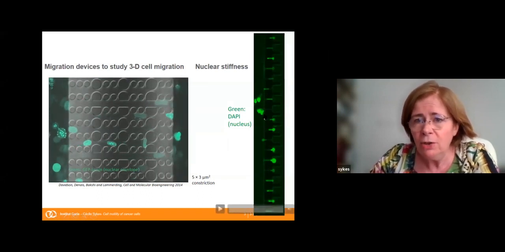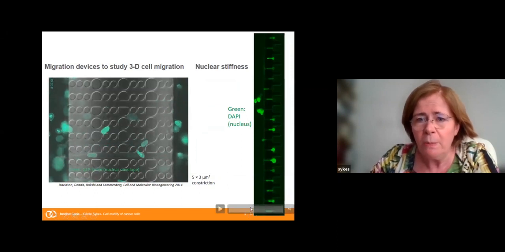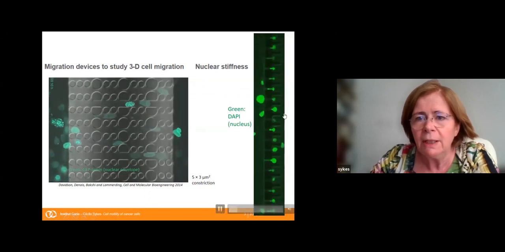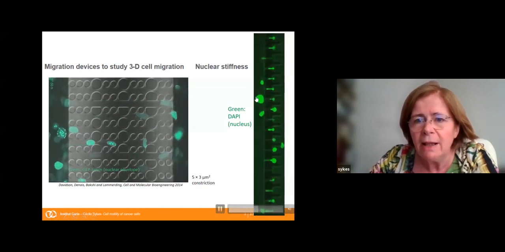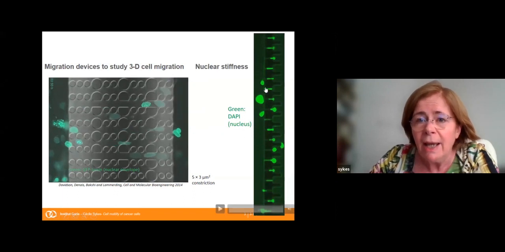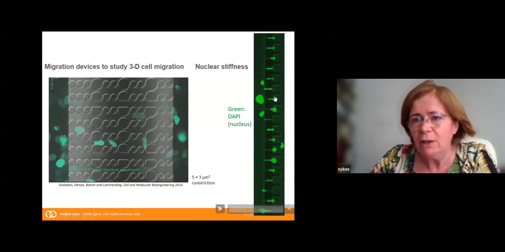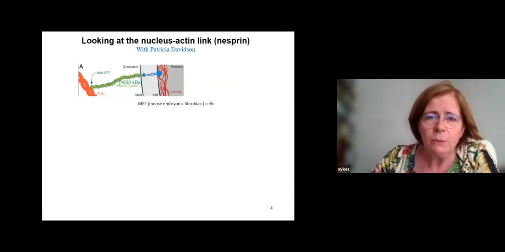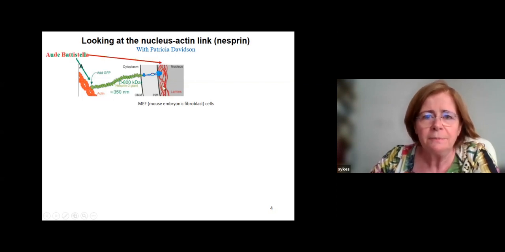We can measure nuclear stiffness with these micropipettes in parallel. If I show you the movie here, we can aspirate the cells. Here the nucleus is marked with DAPI. We can aspirate the cells, I mean their nuclei, and see how fast they go. We can derive the nuclear stiffness. In fact, we did that with some cells. I'll show you that now. Again, we have the lamins here. What we do is we mark the lamins.